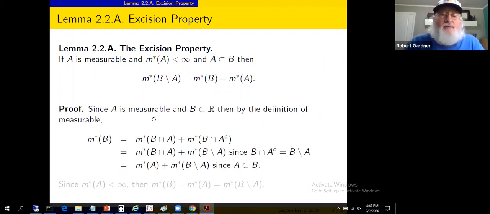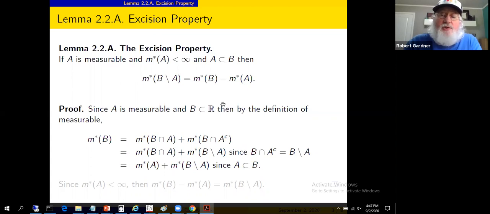Okay, A is measurable. So if we treat B as some subset of the real numbers and apply the definition of measurable, the Carathéodory splitting condition, then we get the outer measure of B equals the outer measure of B intersect A plus the outer measure of B intersect A complement. B is playing the role of set A we usually had in the statement of the Carathéodory splitting condition. But this is the Carathéodory splitting condition applied to measurable set A, where B is an arbitrary subset of the reals. So by the measurability of A, we get that.